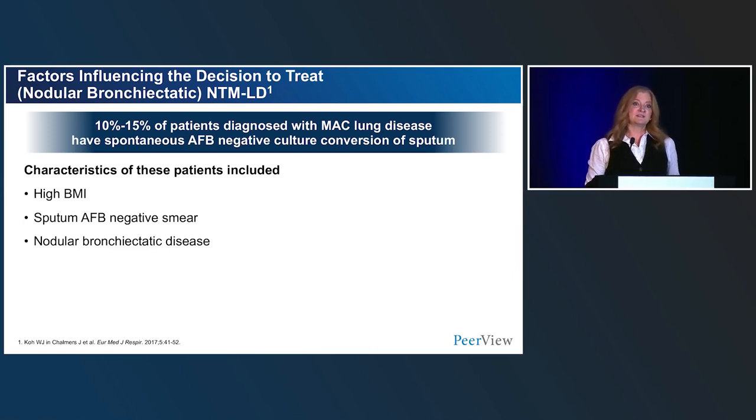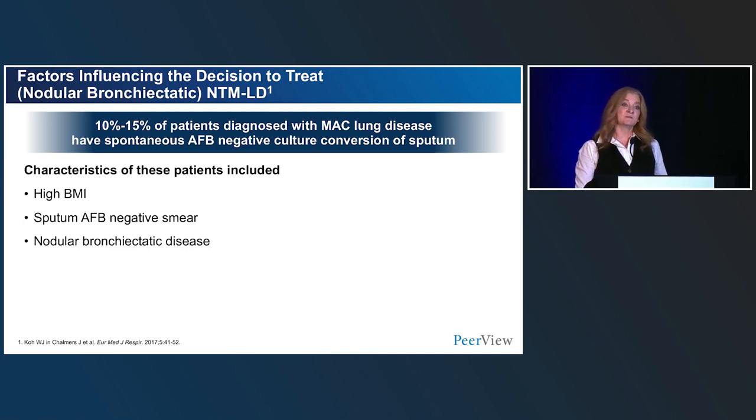So, factors influencing the decision to treat. When the new guidelines were published in July of 2020, some of the additional information was trying to provide additional discernment around those people to treat. One thing we were talking about before the session is, someone walks into your clinic and you're immediately assessing them, including their body habitus. We know that patients with a lower BMI may be suggestive of more advanced disease, and we may be more reflexively treating them. But 10 to 15% of patients diagnosed with MAC lung disease can have spontaneous AFB negative culture conversion of sputum, and we're going to talk about that monitoring here in a minute.